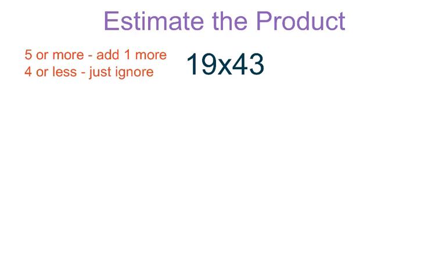So we need to remember our rules for rounding in terms of estimation. Our rule for rounding is we're going to look at our greatest place value. In this case, all of our numbers are going to be in the tens place. So we look at our tens place, and then we look at its neighbor. If its neighbor is 5 or more, we add one more. If it's 4 or less, we just ignore. So we're going to look at each of our neighbors. 9 is 5 or more, so we're going to add one more to our tens place. 19 is going to be closer to 20 than it is to 10. So we're going to round 19 to 20.